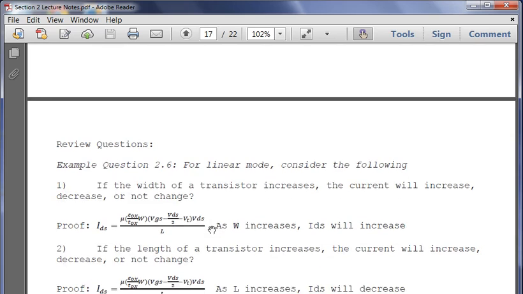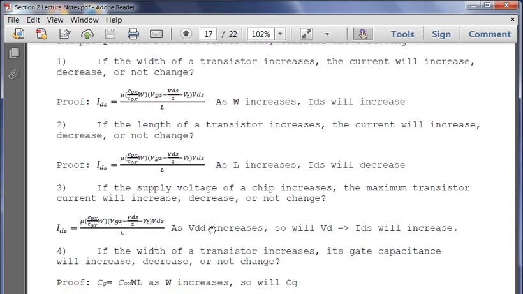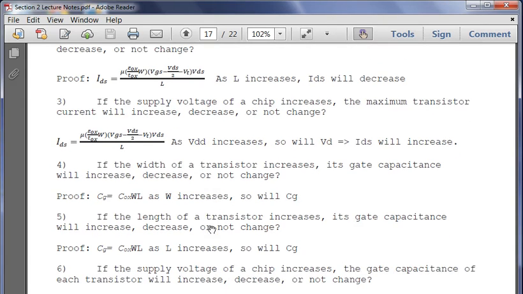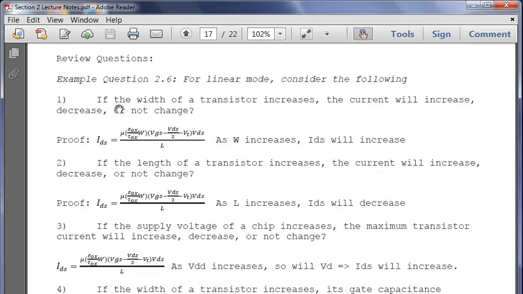Okay, so I want to go over 2.6 here. I have a set of 6 questions, and we're going to walk through the proof on how to do each of these. Let's say for linear mode, consider the following. If the width of the transistor increases, the current will increase, decrease, or not change. This is a multiple choice question. We go to our equation sheet. We see that drain source current is impacted by width linearly. So as W increases, IDS will increase.